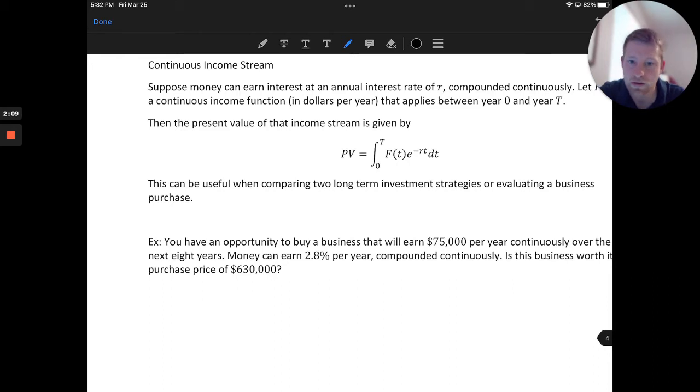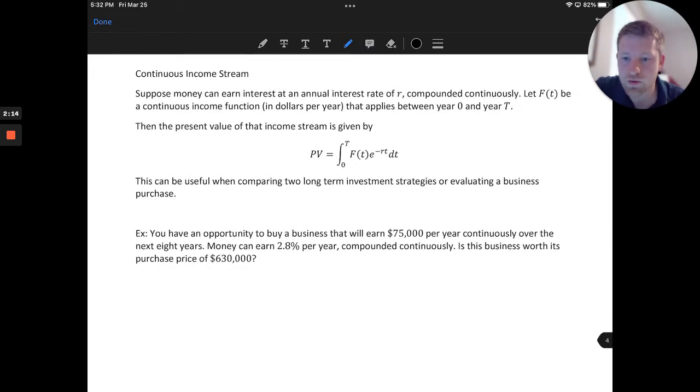So let's start with this first example, and we'll read that together first. You have an opportunity to buy a business that will earn $75,000 per year continuously over the next 8 years. Money can earn 2.8% per year, compounded continuously. Is this business worth its purchase price of $630,000?